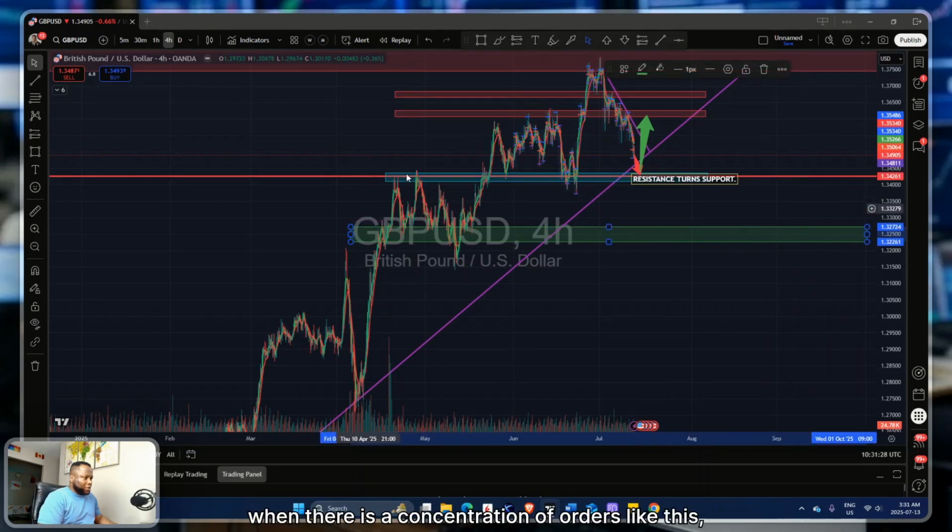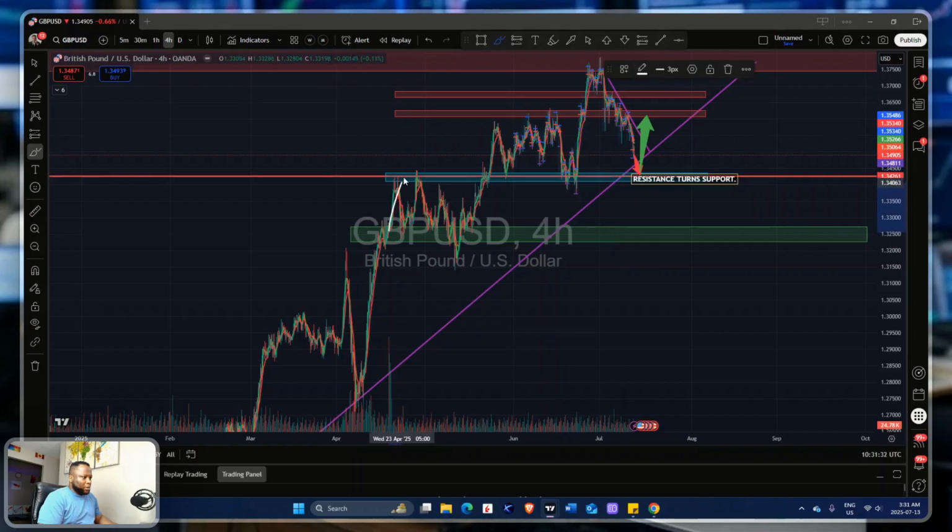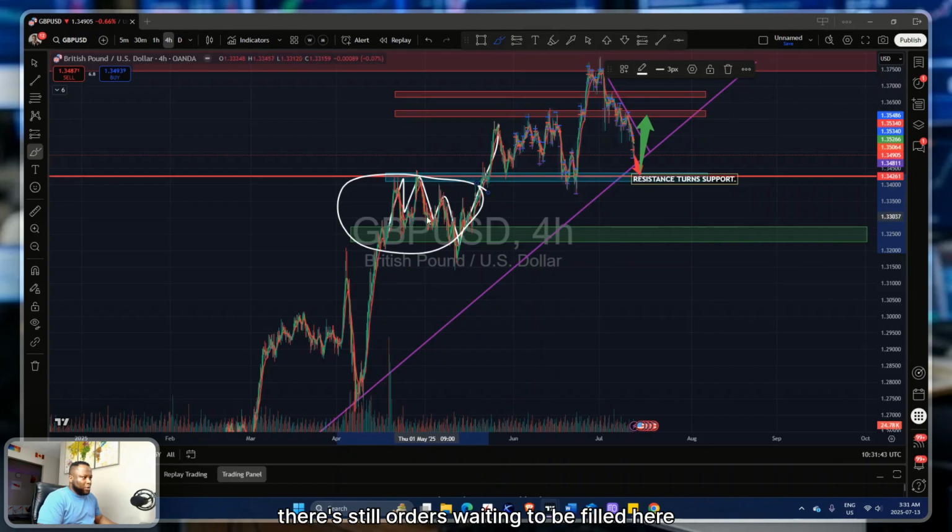when there is a concentration of orders like this, where you have price going inconsistent like this, then shoots up, this area most of the time becomes a buy zone for the buyers. There are still orders waiting to be filled here. You see, we had this concentration here and price took off, came back down, tapped this liquidity here, and went up, right? So we're expecting that if price comes around this area again, we could enter buys.